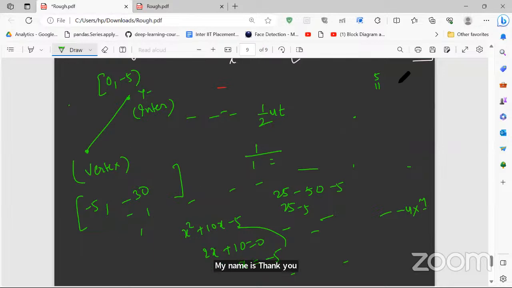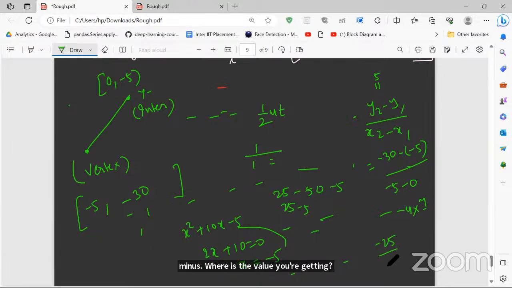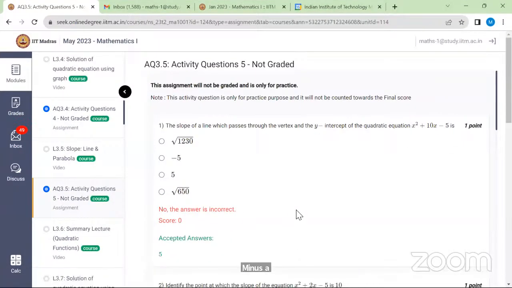How do we generally calculate the slope? y2 minus y1 by x2 minus x1. What is the value of y2 here? Take any, like minus 30 minus of minus 5 upon, what is x2? Minus 5 minus 0. What value are you getting? -25 by -5. You are getting 5. Okay, correct. Yes, correct.